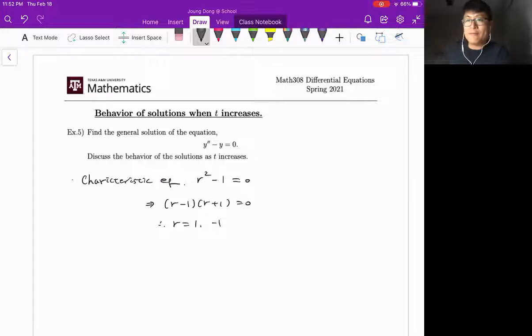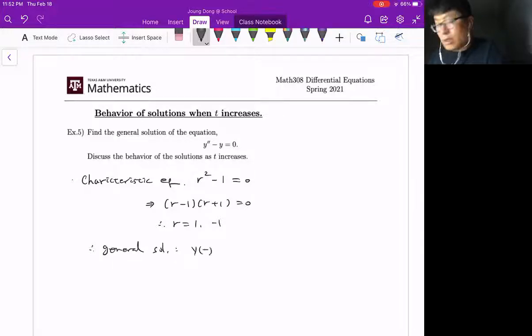Is that okay so far? Then we can write the general solution. y(t) is equal to the linear combination of these specific solutions: C1 e to the r1 t plus C2 e to the r2 t. Okay, and then look at that.